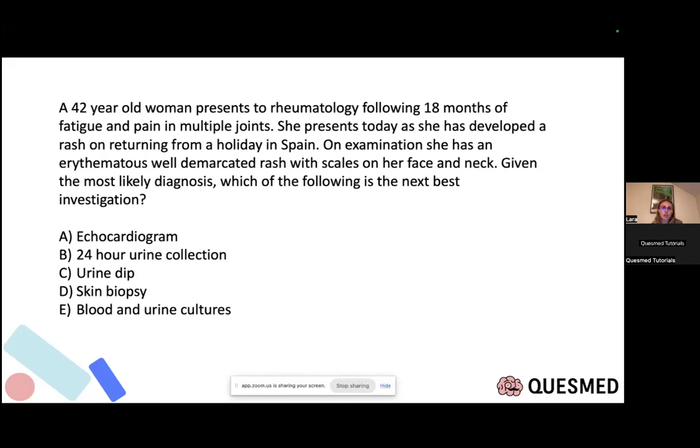So a 42-year-old woman presents to rheumatology. She's got a protracted history of fatigue and pain in multiple joints.